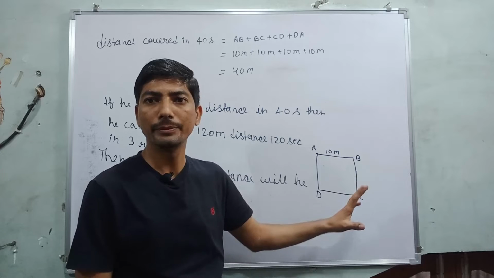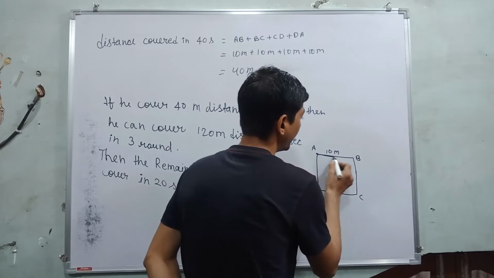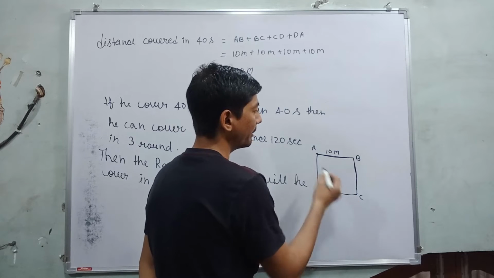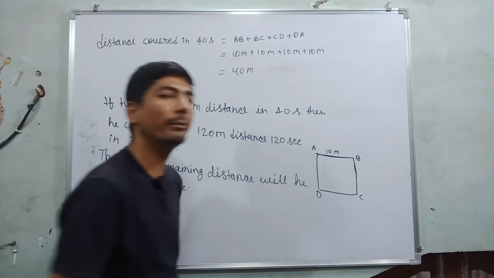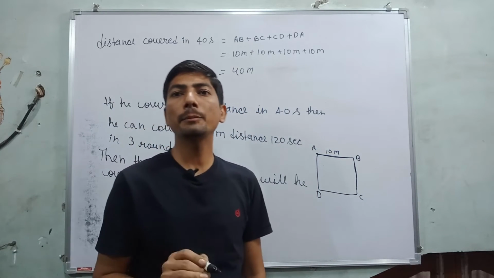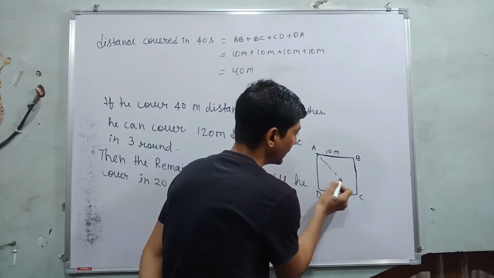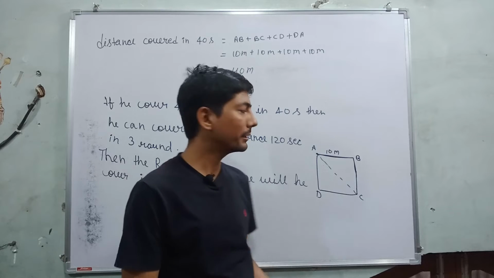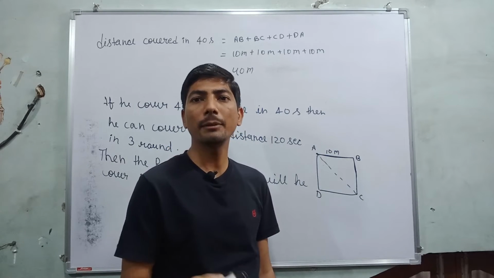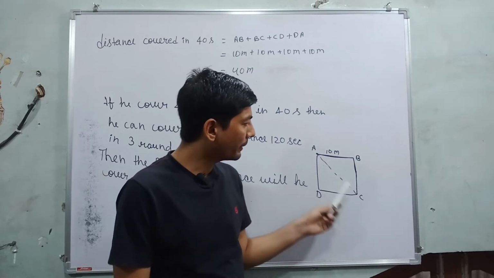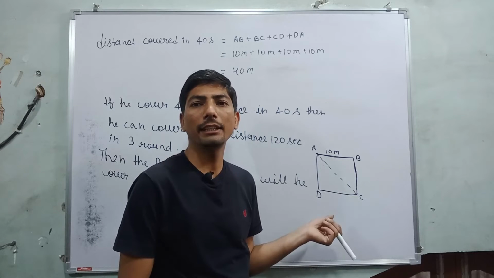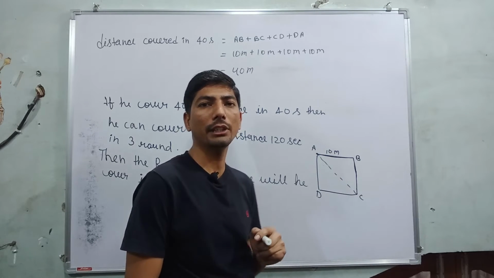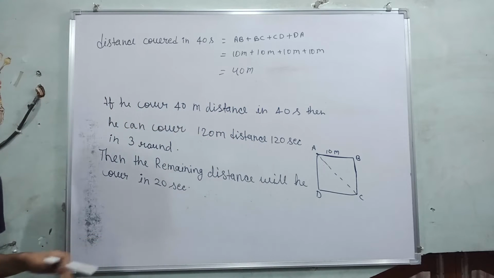Any two, so I take AB and BC. If he covers AB and BC, the distance will be 20 meter, but the displacement will be the shortest straight line path. Shortest straight line path means AC. The displacement will be AC. So how do we find the distance AC? We find AC by applying the Pythagoras theorem. Okay, so till then no doubt.